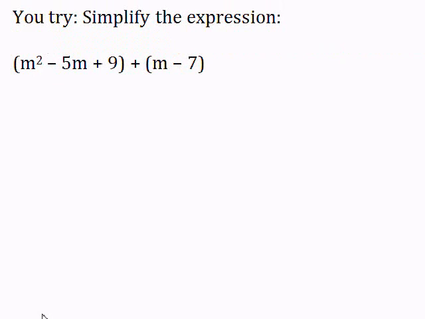Go ahead and pause the video, work this example out on your own, and press play when you're ready to see the answer.